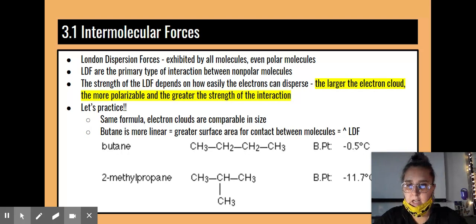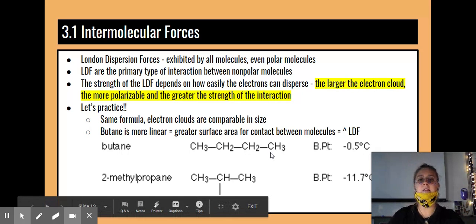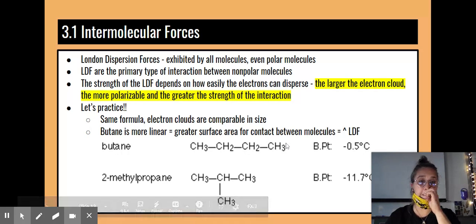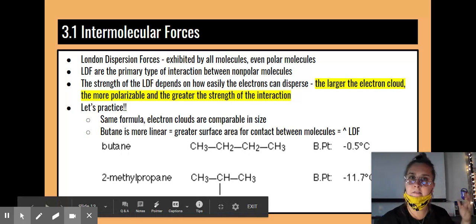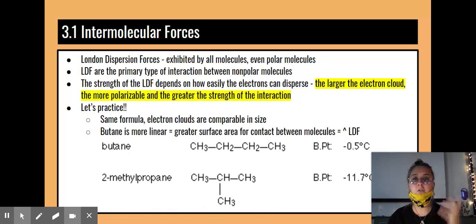Now, if we look at butane, it's more linear, right? That means that there's a greater surface area for contact between molecules versus 2-methylpropane. You've got to think of it like a puzzle, right? If we've got a long, skinny piece versus a triangle-shaped piece, it's going to be a lot easier for this long, skinny piece to find other pieces of the puzzle to connect to, versus a triangular piece, which might have a harder time. There's not as much surface area there to connect and interact with other molecules. So butane is going to have the greater forces.